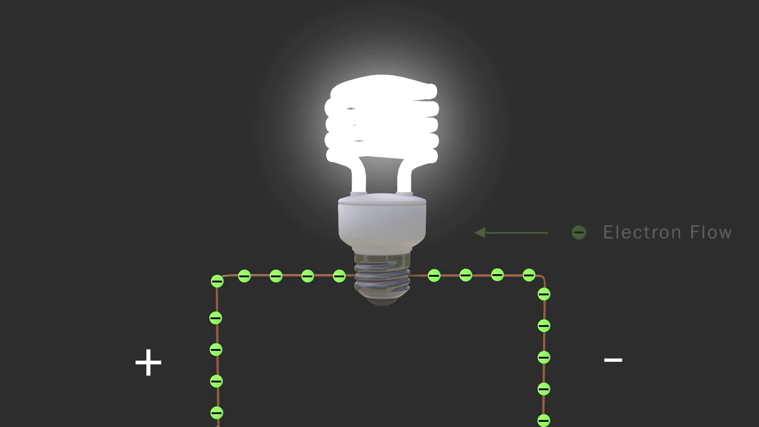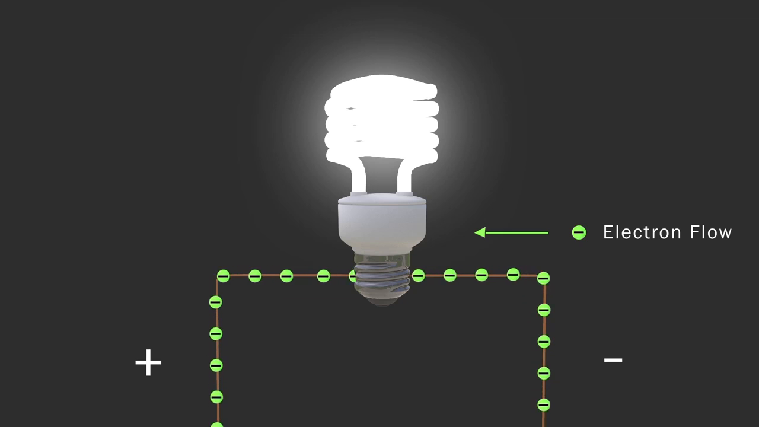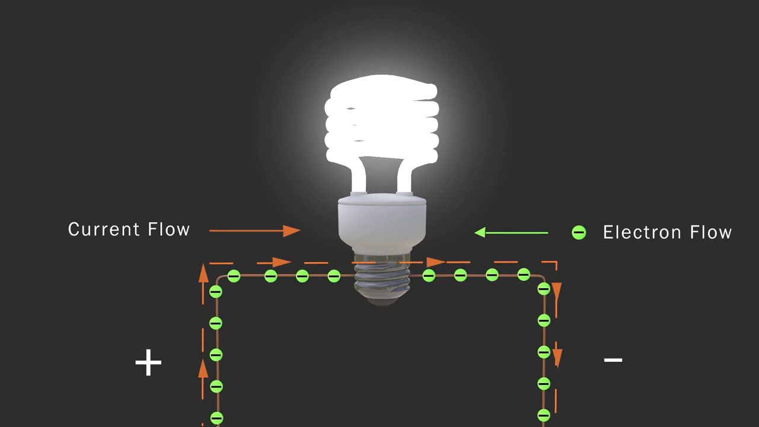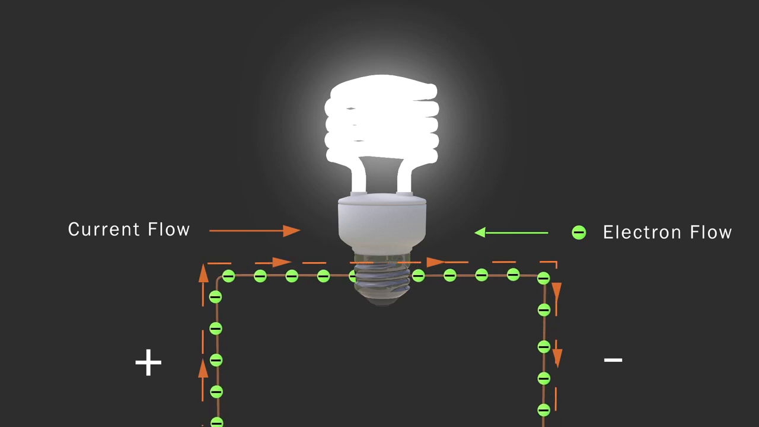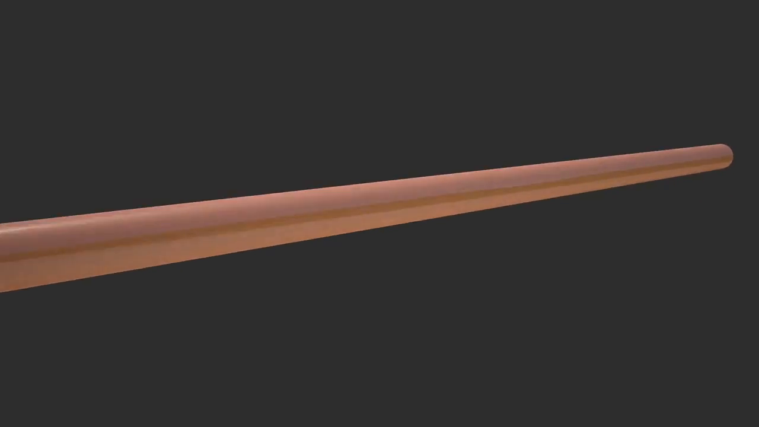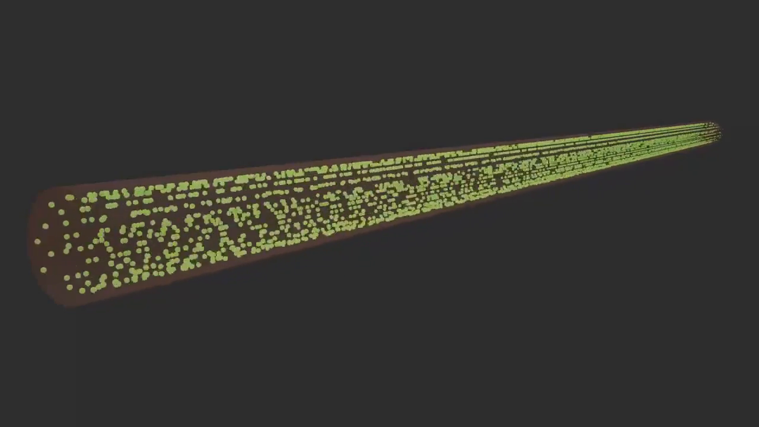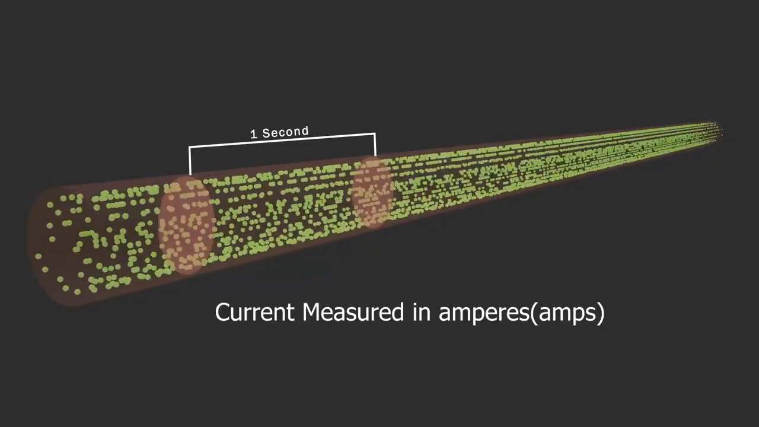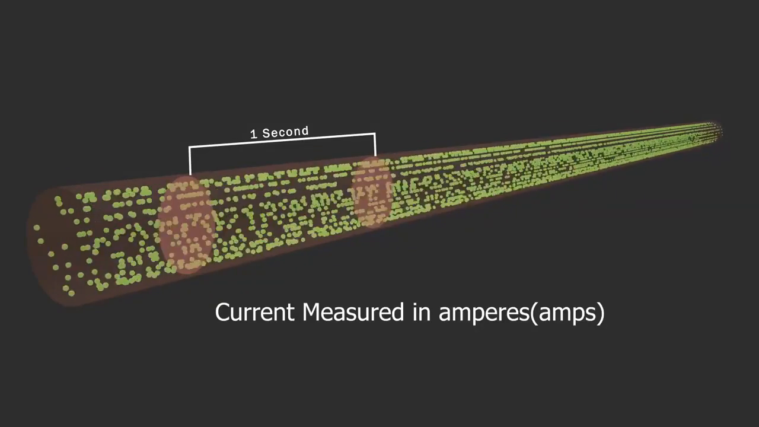Current is the flow of electrons, but current and electron flow are in opposite directions. Current flows from positive to negative and electrons flow from negative to positive. Current is determined by the number of electrons passing through a cross-section of a conductor in 1 second. Current is measured in amperes, which is abbreviated as amps. The symbol for amps is the letter A.